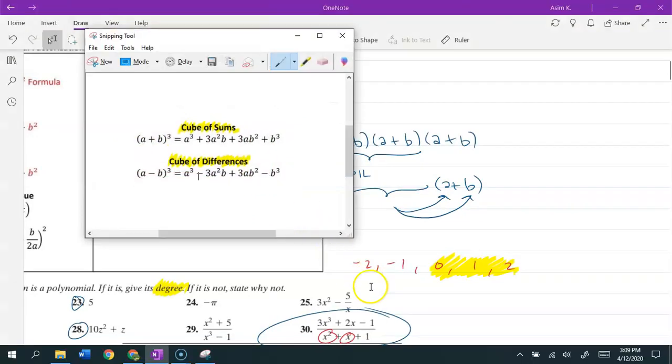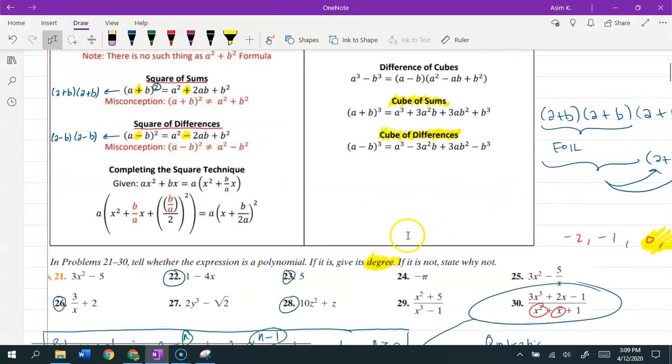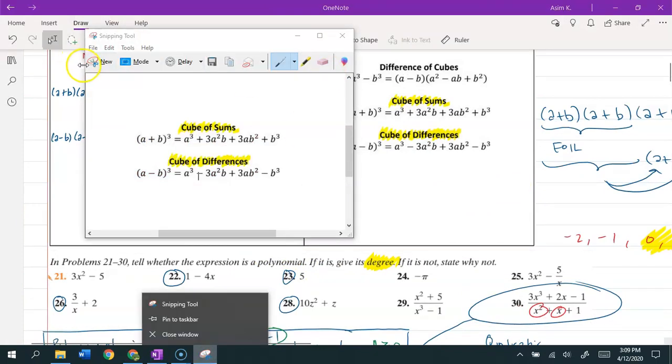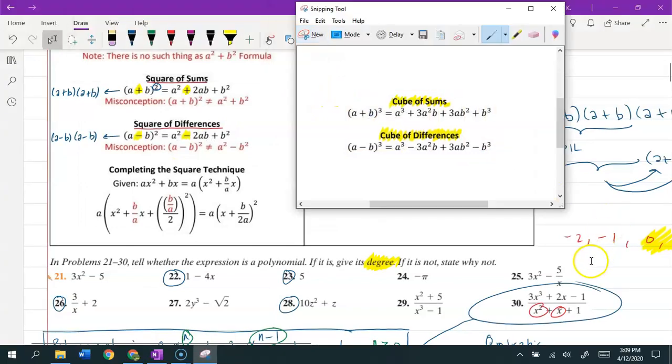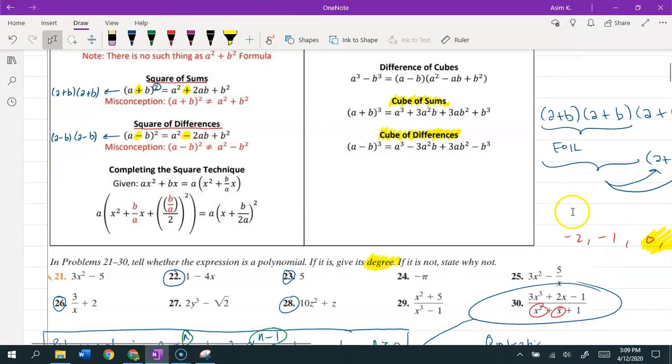Okay, so I'm going to keep these with me. Let me just try to get rid of this cursor here and try that again. So I'm going to keep these with me, and as I go through these two questions, you want to take a look at how I'm putting it together.